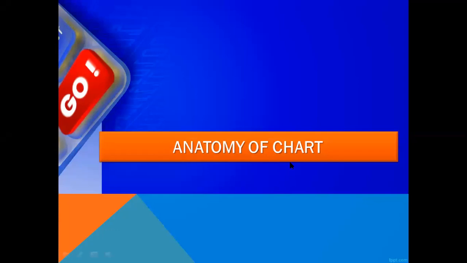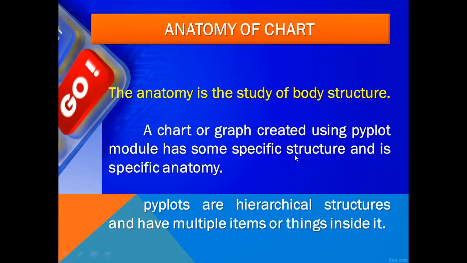So, anatomy of chart. Anatomy of chart means that while you are creating a chart, there must be some structure of the chart related to data, related to any value, related to title. So anatomy of chart means the structure of the chart. Anatomy is the study of body structure.